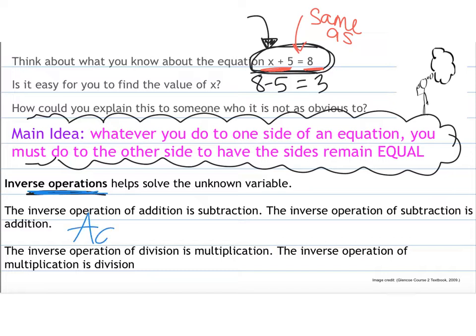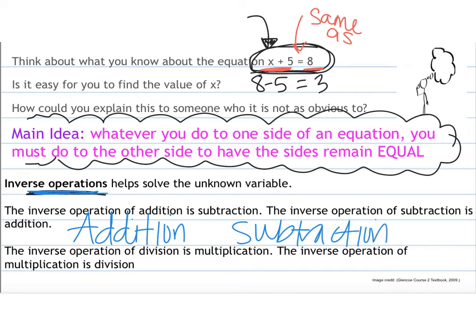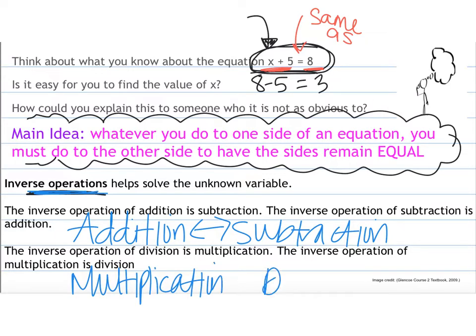So we're just going to write addition and subtraction. They are inverses of each other. And then multiplication and division are also inverses of each other.